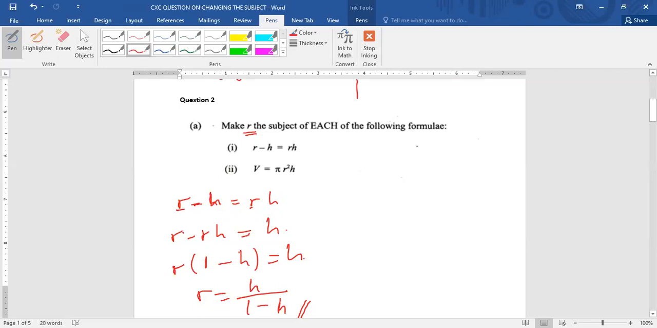Then what do we have? R minus RH is equal to H. Follow everybody? Now, we want to make R the subject. We will make R a common factor. So when you bring the R here now, R going to R will give me 1, R going to RH will give me H. So 1 minus H is actually multiplied with the R. Then we want the R to stand by itself. We move that one to come and divide, and that will be my final answer.